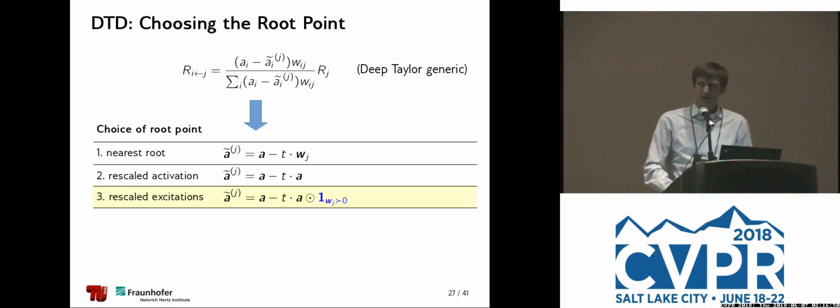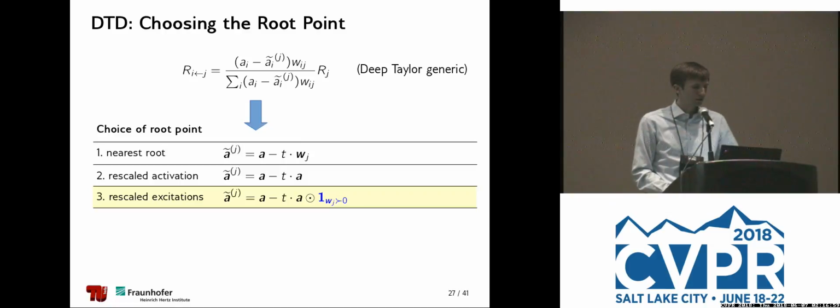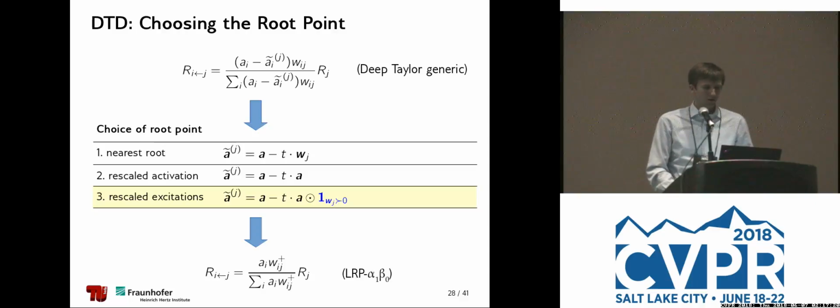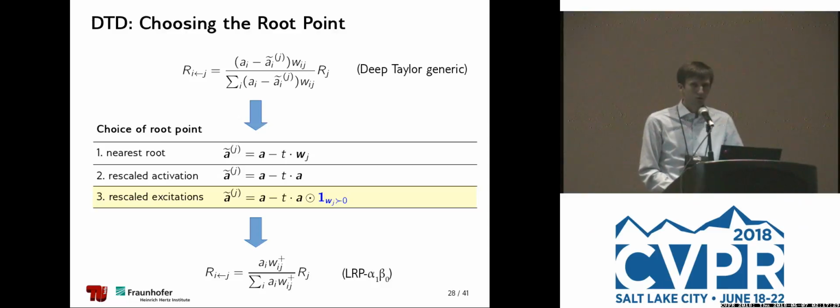And then finally, there is one last approach, number three, which we will retain. It's rescaled excitation, and basically we will follow approach two, but add a small modification to it. We will descend in the input domain only along directions that have positive weight. So we can call it rescaled excitations and not inhibitions. And if we choose number three, then we get this generic, or this default, LRP rule that we've shown to work well and to satisfy some interesting axioms.